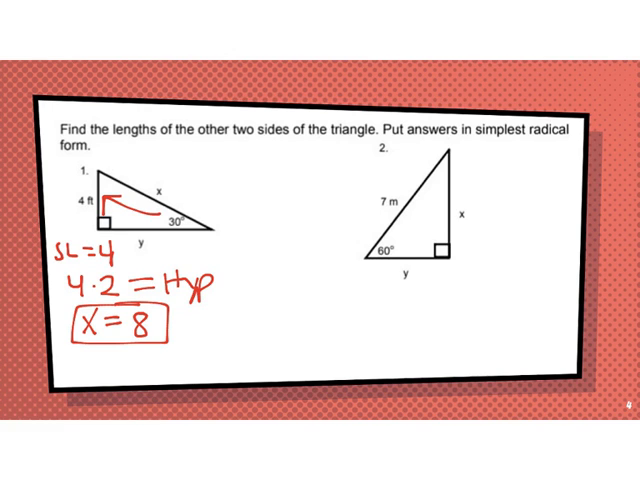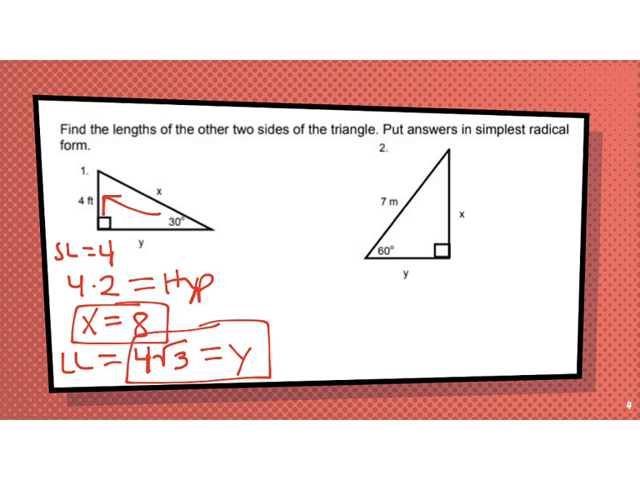Now I have to figure out my long leg. So my long leg formula: long leg equals, I have to multiply the short leg times the square root of 3. So that's actually it. That is our long leg. So I have y equaling 4 square root 3.